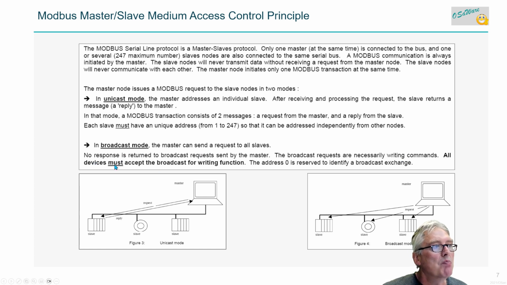And all devices must accept a broadcast for writing functions. You must accept a broadcast for it. Also for writing, but you can send a request to all slaves and you can get data back too.